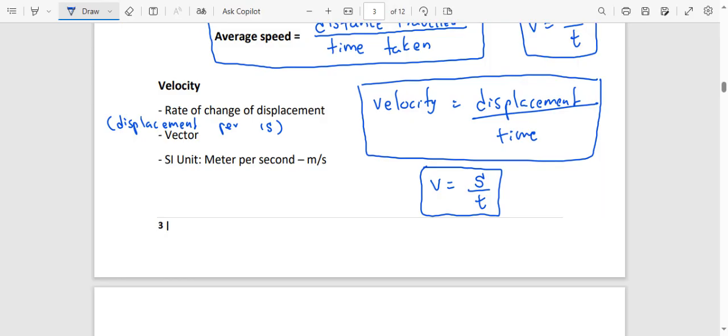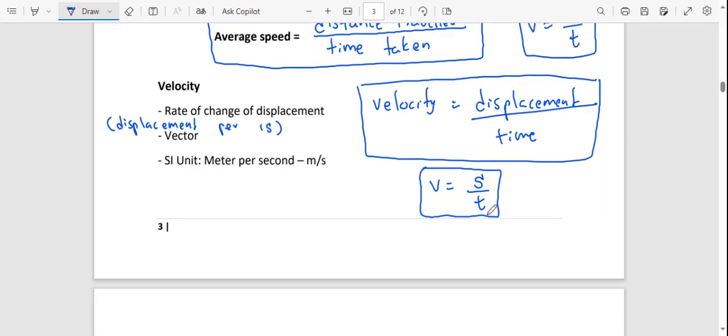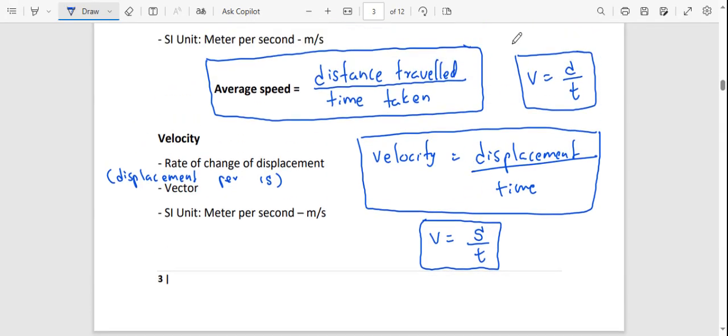And it is a vector quantity, and the SI unit is meters per second. And remember, for displacement the symbol we use is S. For distance, we use the symbol D. Speed and velocity both use the symbol V. And sometimes in your papers, velocity can be given as average velocity. Whether you say average velocity or the normal velocity, generally it means the same thing.